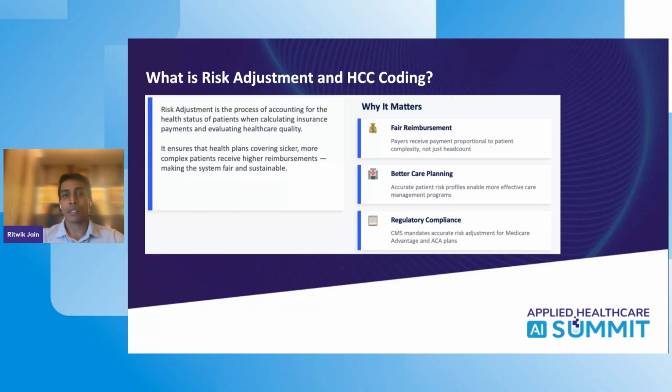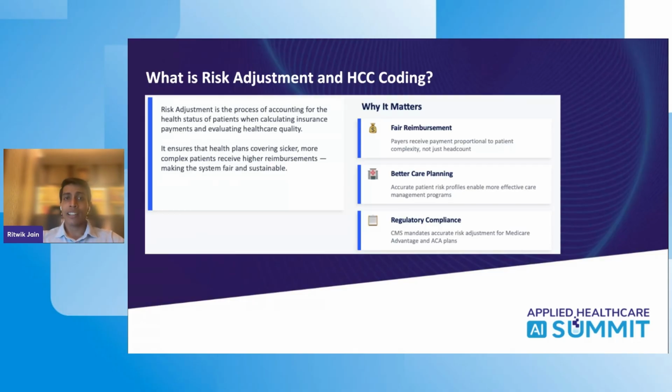Health plans that cover sicker, more complex patients receive higher reimbursements, and plans covering healthier populations receive less. It levels the playing field and it keeps the system financially sustainable. So now, why does it really matter? Three main reasons. First, fair reimbursement. Like I mentioned, payers receive payments that are proportional to patient complexity, not just how many members they cover. Without this, health plans would have a financial incentive to avoid enrolling the sickest patients, which is exactly the opposite of what we want as a society.